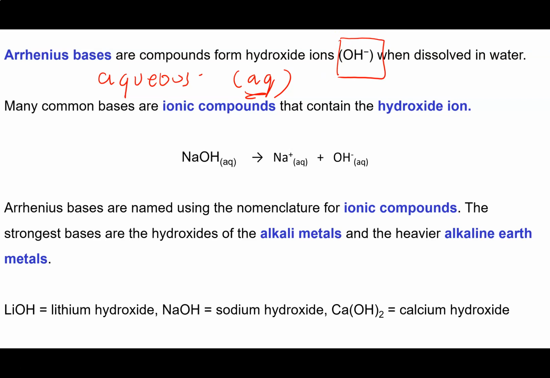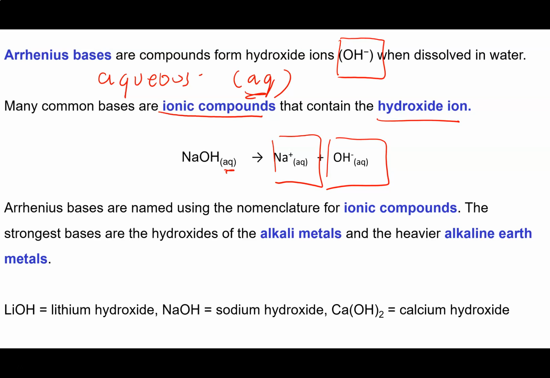Most of the common bases are ionic compounds that contain the hydroxide ion, and probably the most famous is sodium hydroxide, which you'll find in products like Liquid Plumber, and it's often referred to in the very ancient literature as lye. When you have the ionic compound sodium hydroxide, it's a crystalline material in a solid state, but when you put it in water, the crystal falls apart and it forms individual sodium ions with a +1 charge and individual hydroxide ions with a -1 charge.